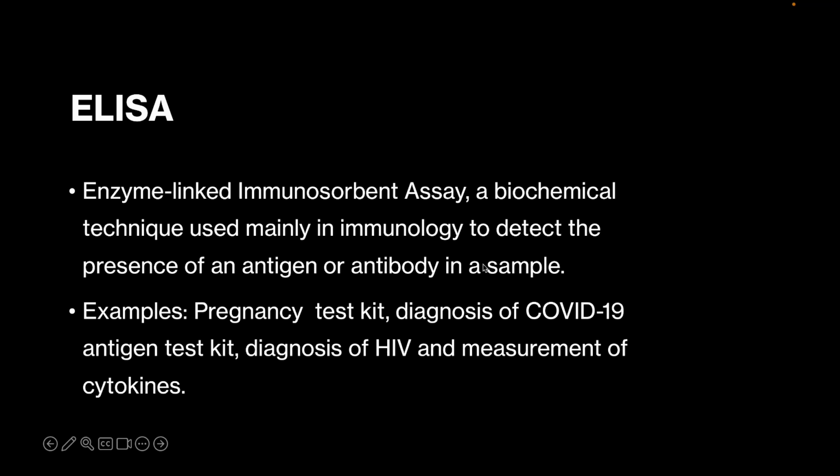The same principle is used for the COVID-19 antigen rapid test kit, which shows you the control line always, which means that it's working, and the test line, which will be positive only if you have COVID-19, because the antibody that is present binds to one of the proteins of SARS-CoV-2. The same is used for the diagnosis of HIV and the measurement of cytokines as well.